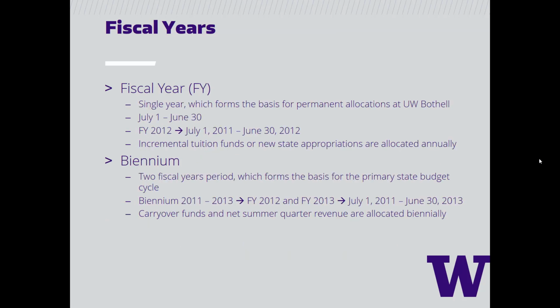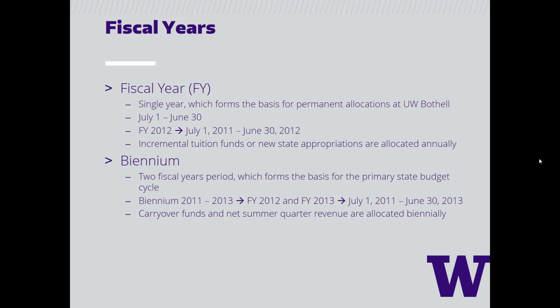And just to frame fiscal years and biennia, a fiscal year is a single year across which Bothell is allowed to allocate permanent allocations across and within the campus. At the University of Washington, a fiscal year runs from July 1 through June 30th, and the fiscal year is referred to as the year ending that fiscal year. So fiscal 2012 runs from July 1st, 2011 through June 30th, 2012. And incremental tuition funds and new state appropriations are allocated to UW-Bothell on an annual basis for the fiscal year.